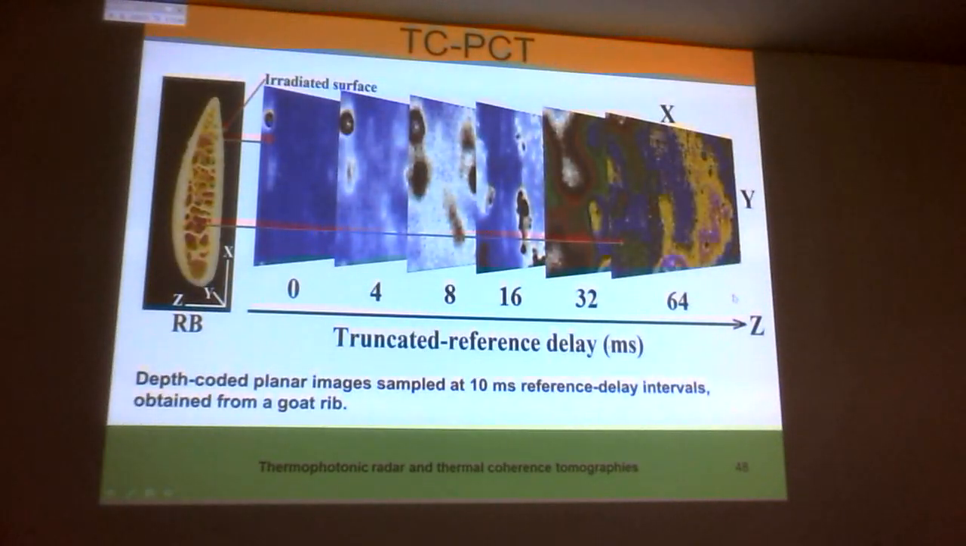So what this allows you to do is, again, to do delay time imaging. So I have this gold bone here, and I pick up early time. So time runs here in milliseconds. So we have looked at planar images, 10 millisecond reference delay intervals. Each one of them shows you different characteristics below the surface. So you pick up the cortical bone, and then eventually you pick up the trabecular bone.